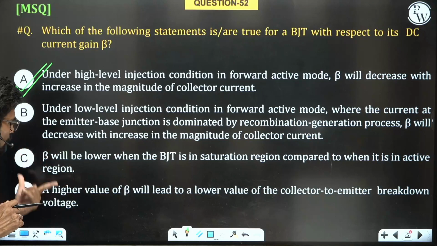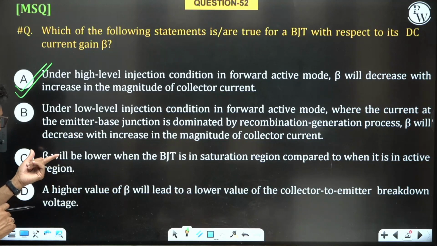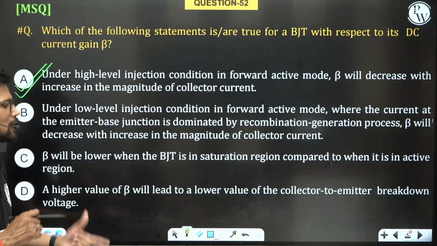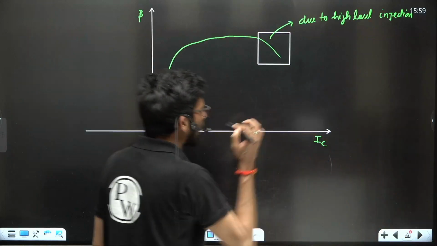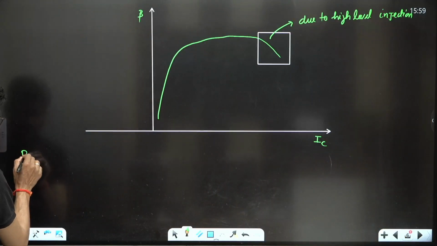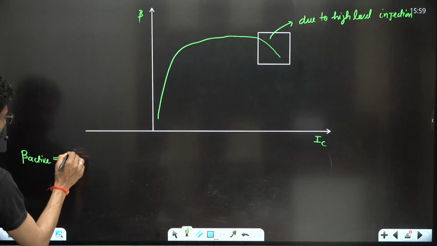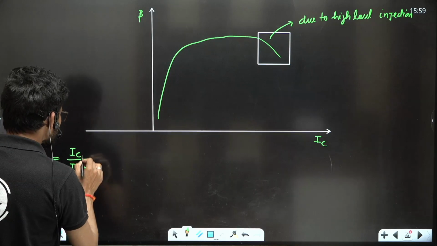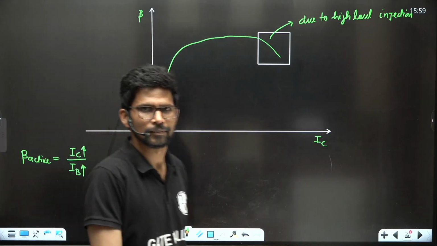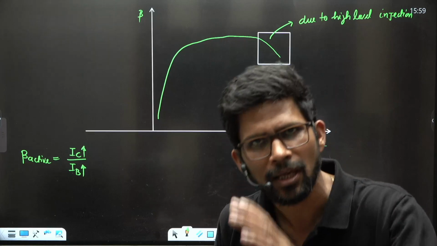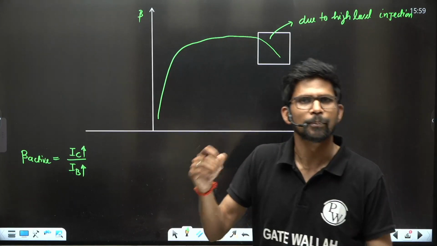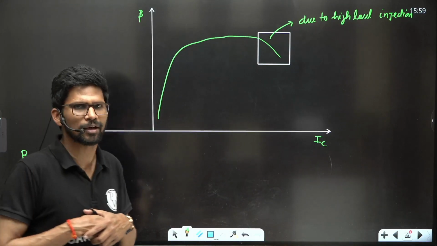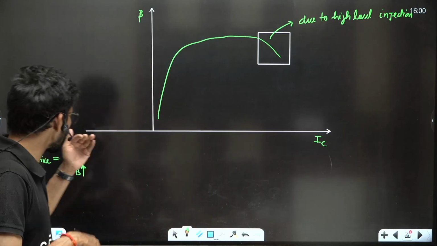Now let us find out option C and D. Option C: beta will be lower when the BJT is in saturation region compared to when it is in active region. This option is absolutely true. Why? In the active region, beta is IC upon IB, and if you increase IB, IC will increase by a factor of beta times IB. So the current gain remains constant in the active region.